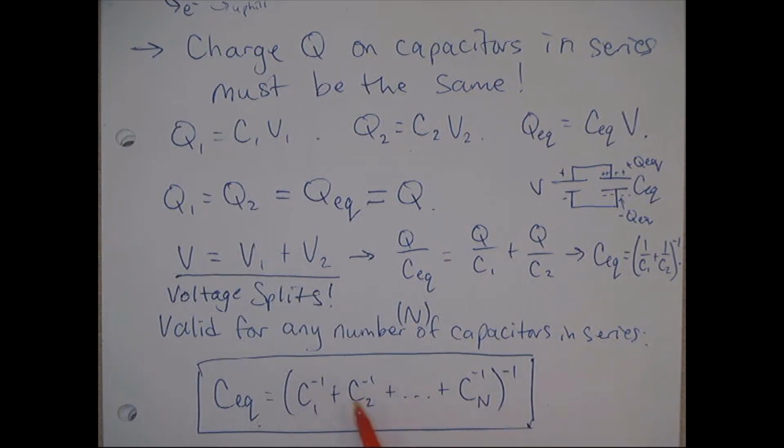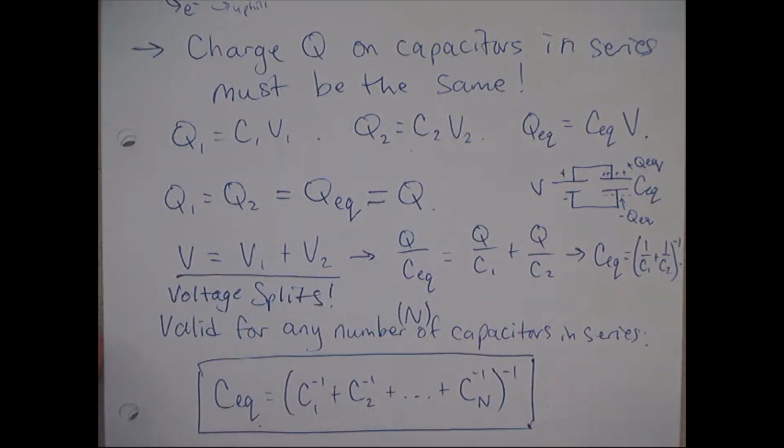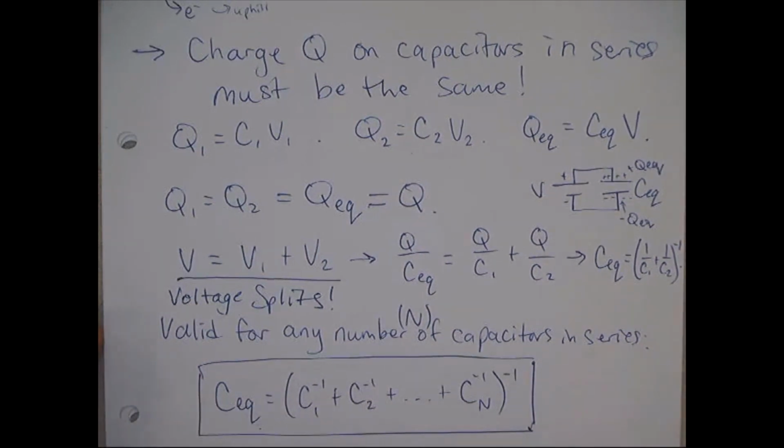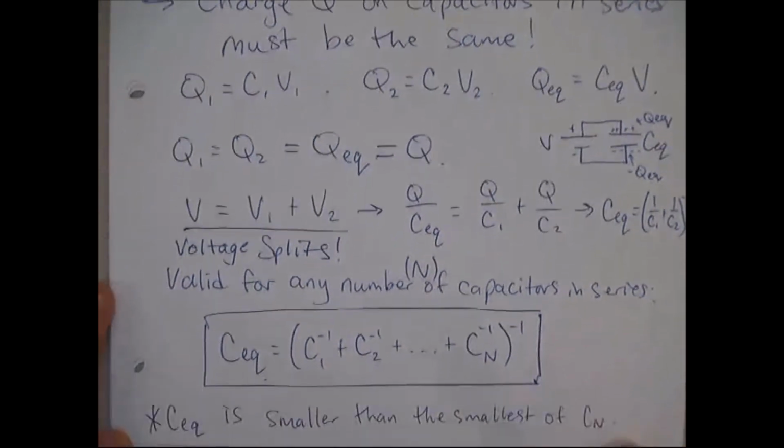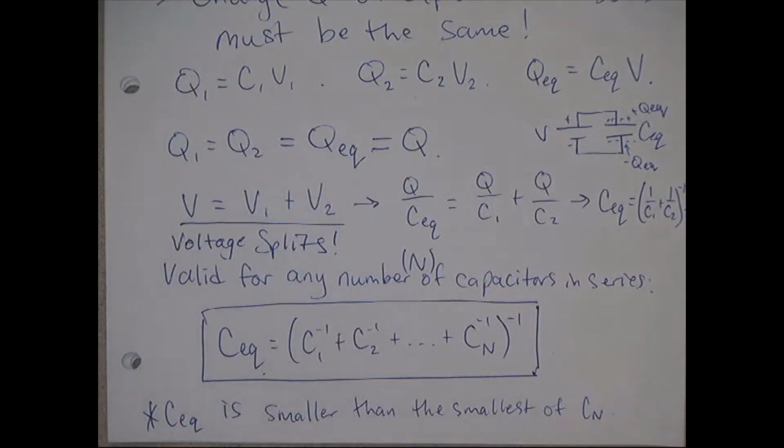You take the inverse of each capacitance, sum those inverses, and then invert that entire sum to obtain the equivalent capacitance. And you'll see after you do a few of these problems that the equivalent capacitance must necessarily be smaller than the smallest of all of the capacitors in that series arrangement.